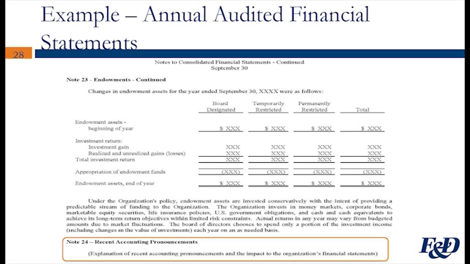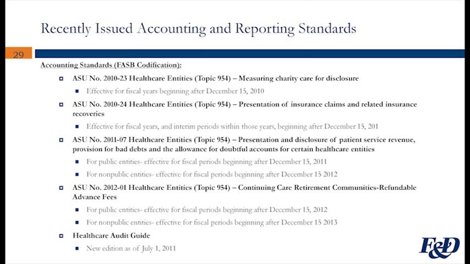So then the last piece of this footnote is the board designated endowment, and again, that's the amount that the board has set aside on a yearly basis to support the organization into the future. So that brings us to the end of the footnotes and just a couple of administrative items.